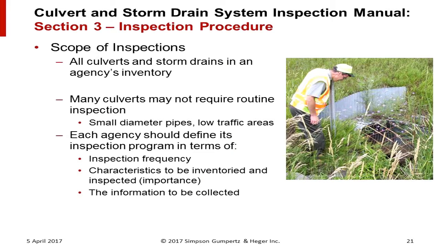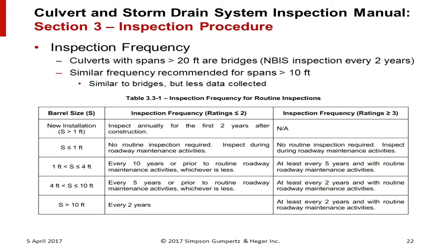Scope of inspections ideally should include all culverts in an inventory. However, there are some small diameter culverts in low traffic areas that don't need to be inspected on a regular basis. That's an agency level decision. However, for inspection frequency, we do have a table of recommendations. This table is developed with two factors in mind. Inspection frequency is defined in terms of both the size of the structure and also the condition rating.